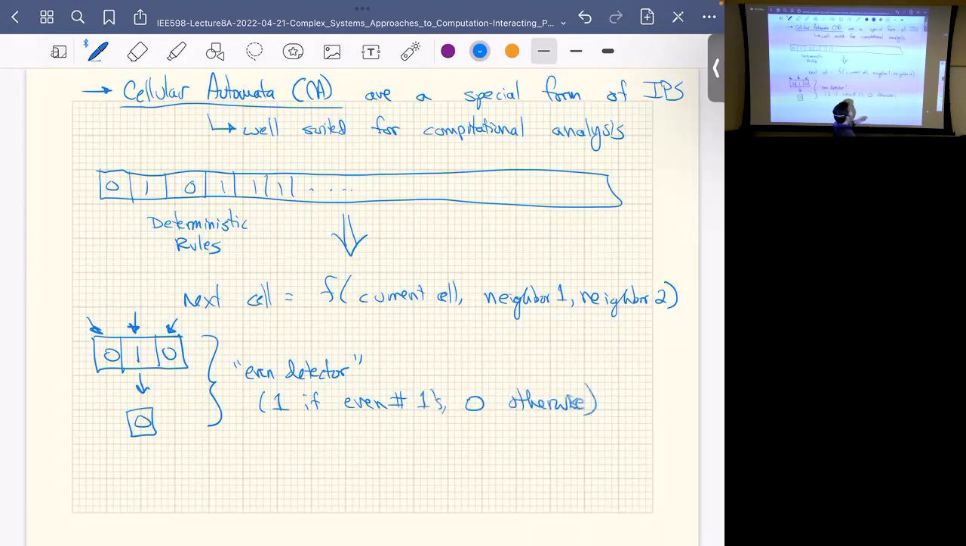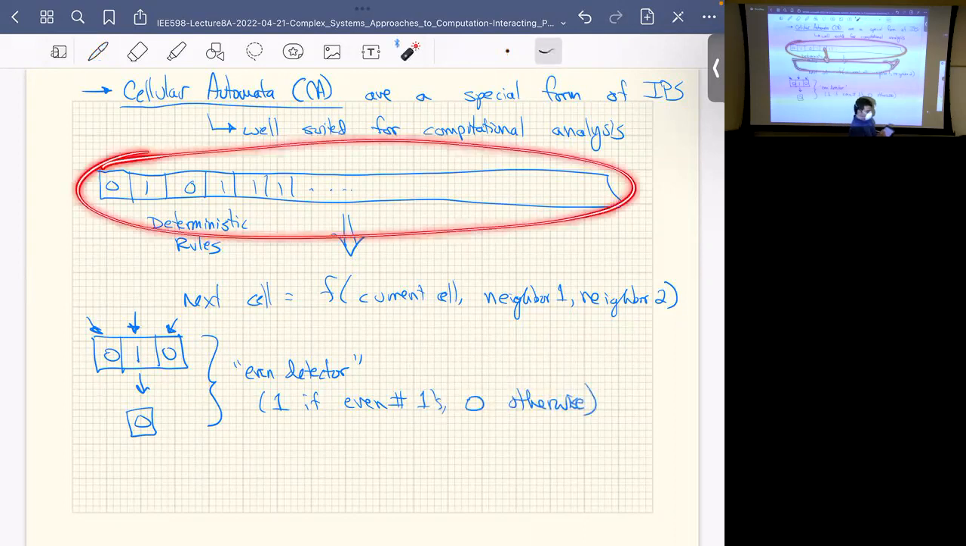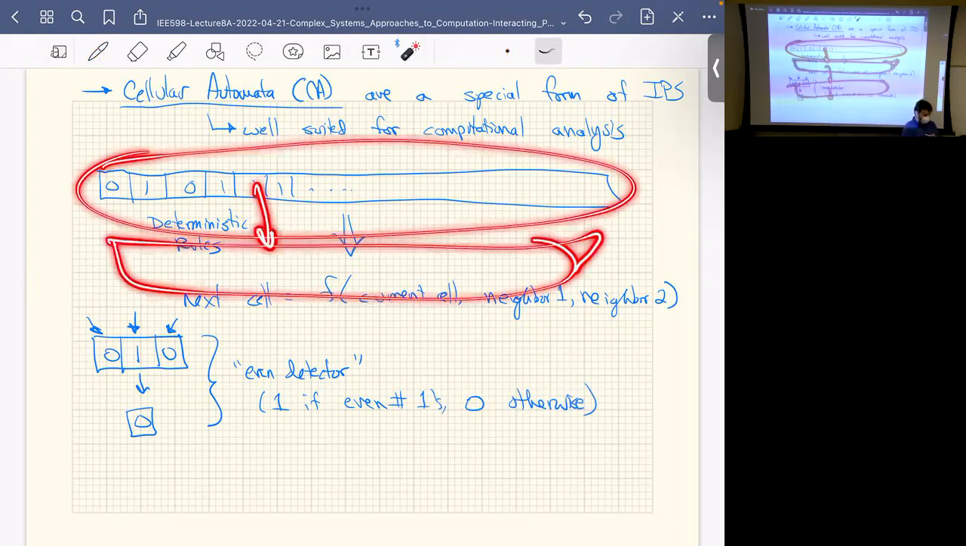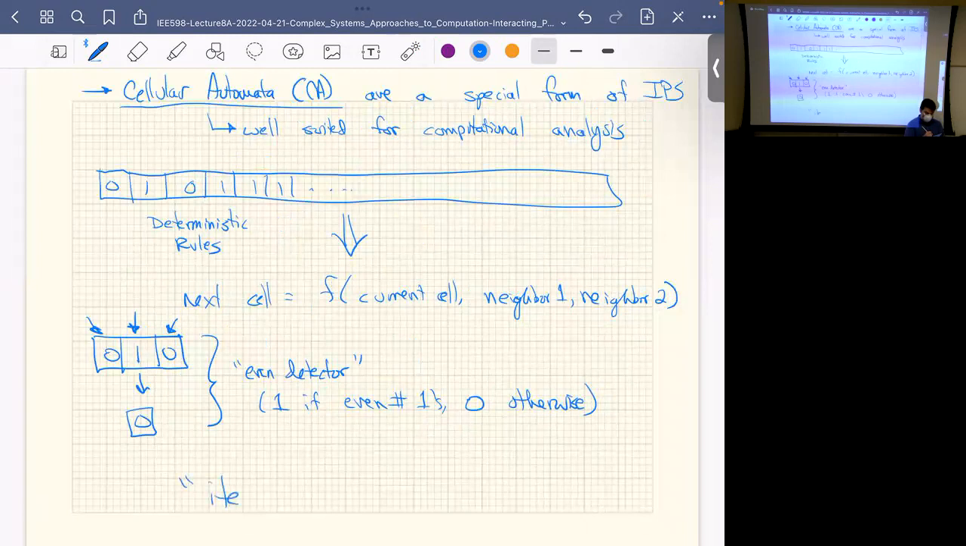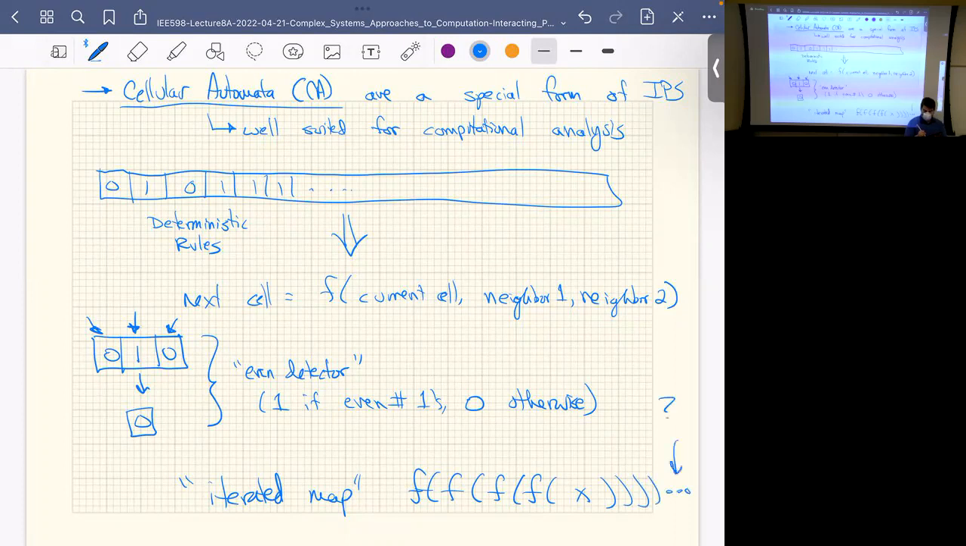And so once you have one of these deterministic rules, you could apply it to this whole row, and that will generate a new pattern. Then you can apply that again, and you get a new pattern, and so on. And you get something related to what in mathematics we refer to as an iterated map, where you're applying a function to itself over and over again. So you have some initial condition, and then you ask what happens as you take this process to infinity. So deterministic rules, deterministic function. This is how we're getting a more specialized case of interacting particle systems.